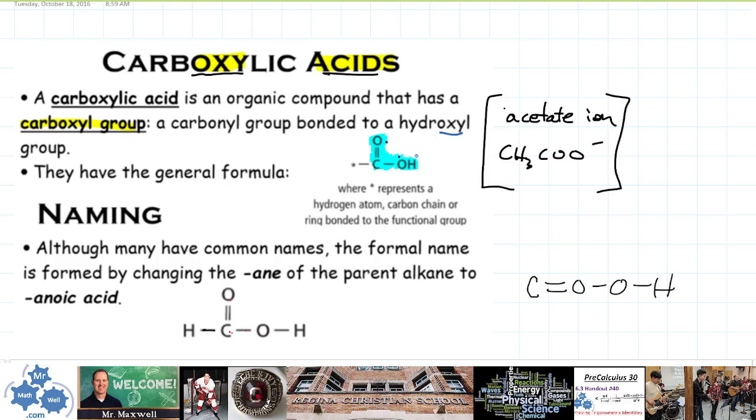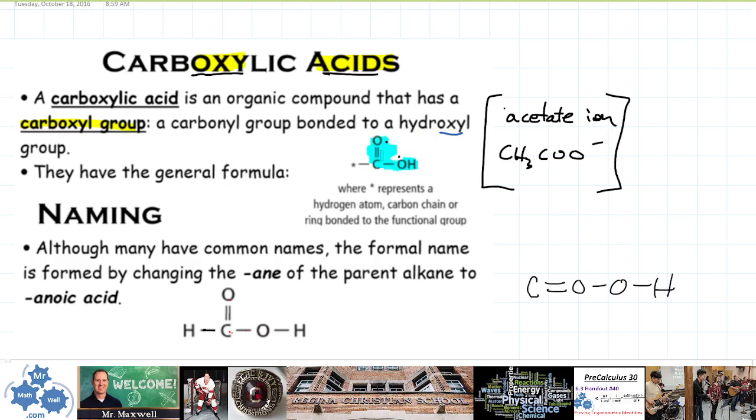Well, the OH is a hydroxyl group. An OH connected to only a carbon chain would be an alcohol. This is not an alcohol. The OH itself doesn't make it an alcohol. Alcohols wouldn't have the carbonyl group there. Because it has this carbonyl group, it is something different, but it's a good question.